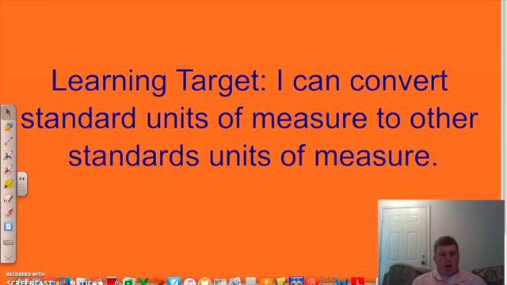Just want to go ahead and take a quick minute to go over our learning target for today. Our learning target for this lesson is that I can convert standard units of measure to other standard units of measure. We're going to be dealing with units that you're more familiar with, like feet and miles and gallons and cups and pints and things like that today. So, let's go ahead and get started.